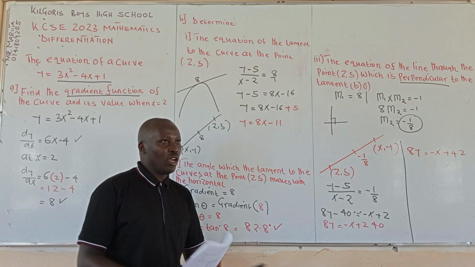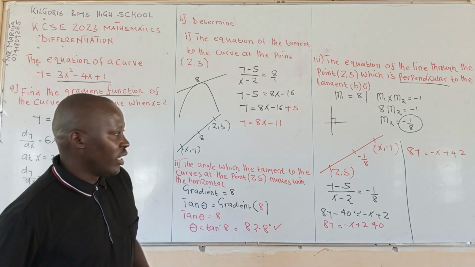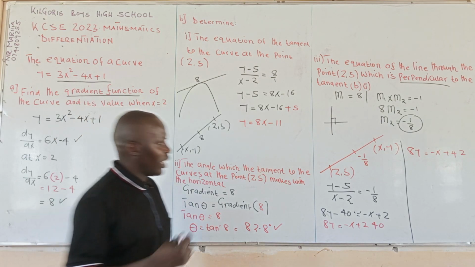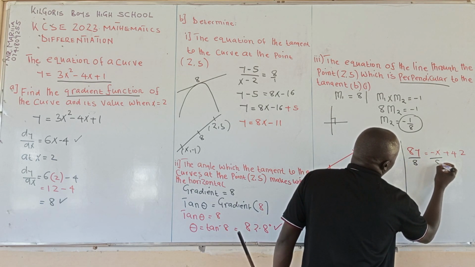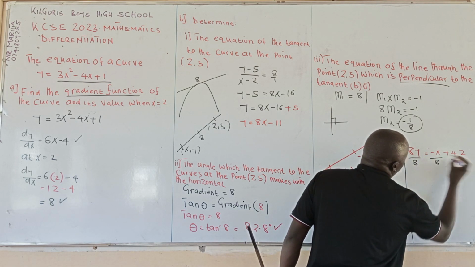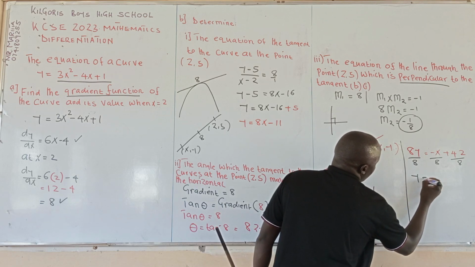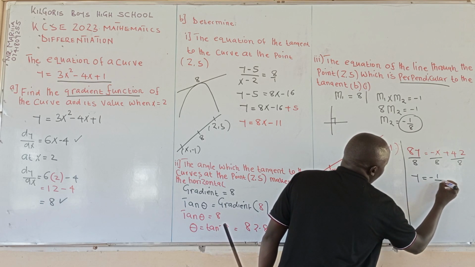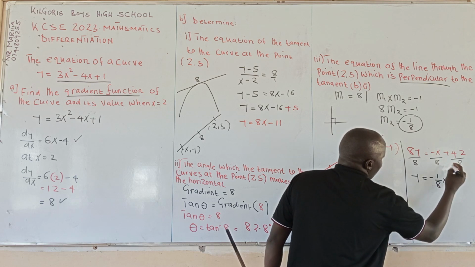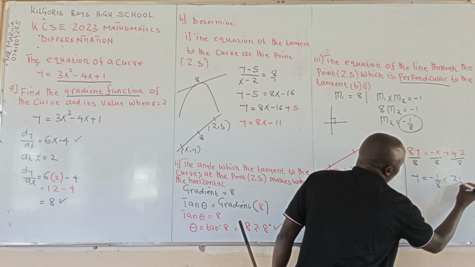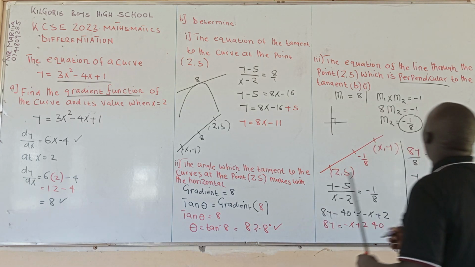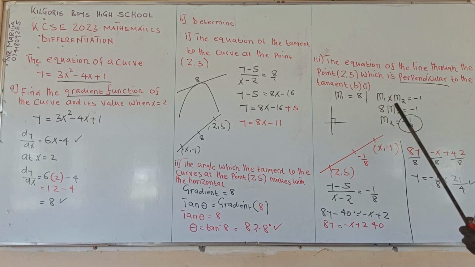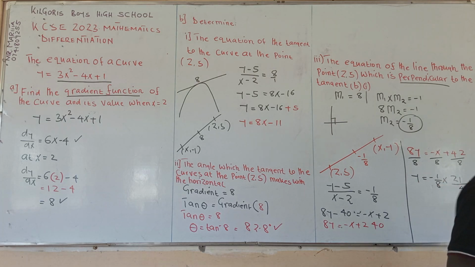You can leave the equation at that point because there is no condition given. But if you want to leave the equation in the form y equals mx plus c, then you divide by 8 on every term. Then y is equal to -1 all over 8 x, plus 21 all over 4. This is the equation of the line through the point (2,5) which is perpendicular to the tangent.